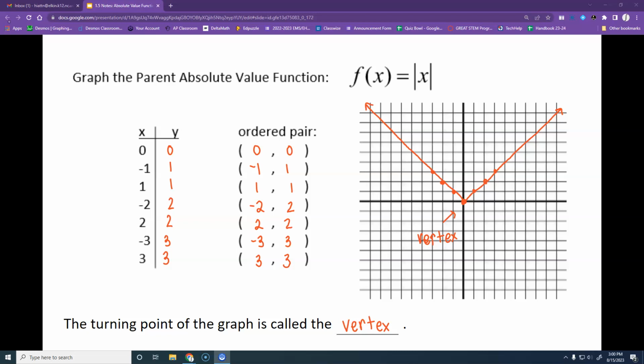And then you can see there's a slope of 1 on this side. We just go up 1 over 1, up 1 over 1. And then a slope of negative 1 on this side. We go up 1, left 1, or you're thinking here, down 1, right 1. So this is our parent function. It's really important that we know what it looks like.